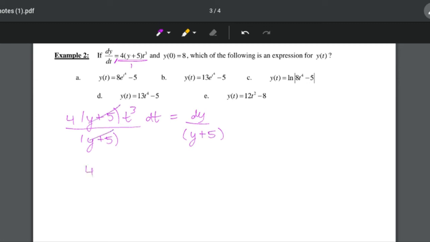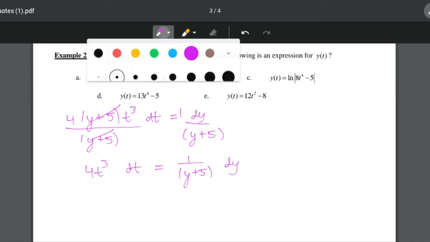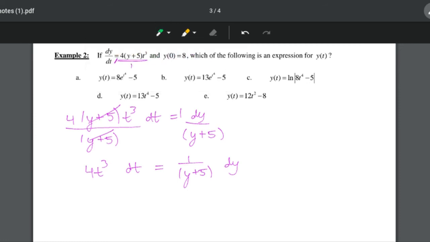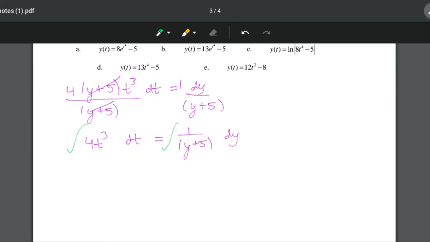All right, so we're left with 4t to the third dt equals, over here I'm going to put a 1, let's call it 1 over y plus 5 dy. Looks like t's are on one side, y's are on the other, so we're good on that. And we're ready to take the antiderivative of both sides. So if we do that, we get 4t to the fourth over 4 plus c.